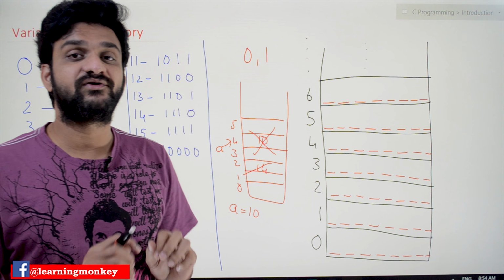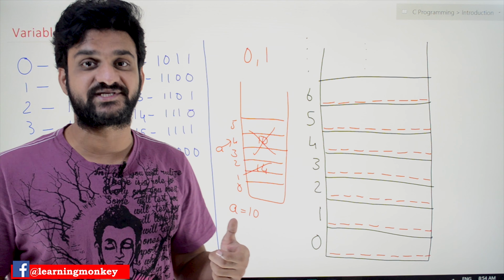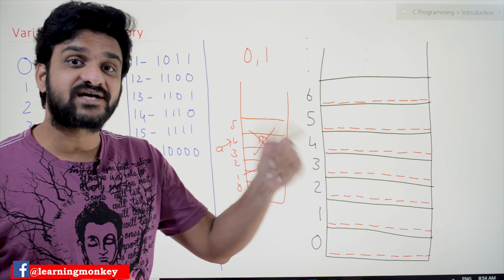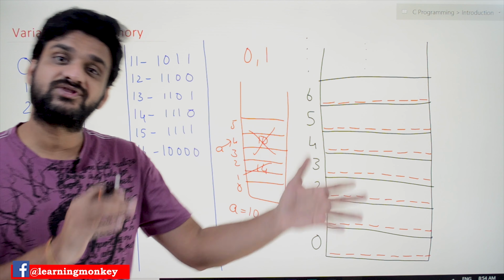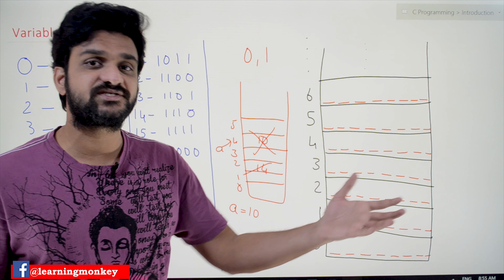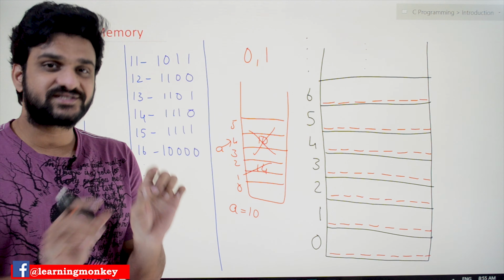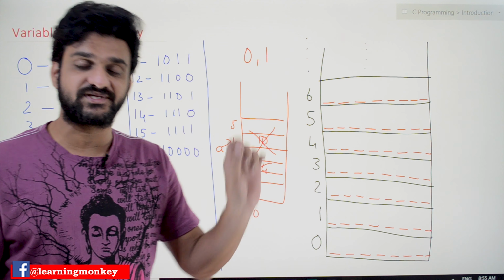Even though we write programs using a is equal to 15, a is equal to 16, that 16 will get converted into binary. How that conversion is done is not required at this point of time. Just try to understand and remember some points.